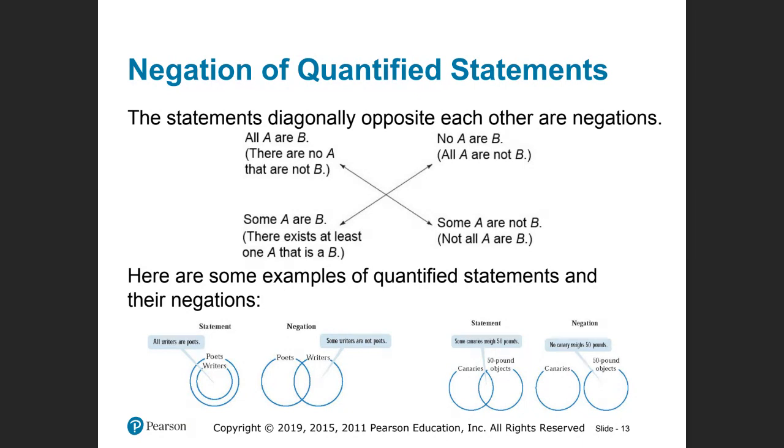Looking at the other diagrams on the right side of this slide, we see again two circles. One represents canaries, the other represents 50-pound objects. And the statement is that some canaries weigh 50 pounds. So this would be the intersection of those two circles. The negation of this would be no intersection. So we would have the circle of canaries, the circle of 50-pound objects. So this shows that no canary weighs 50 pounds.